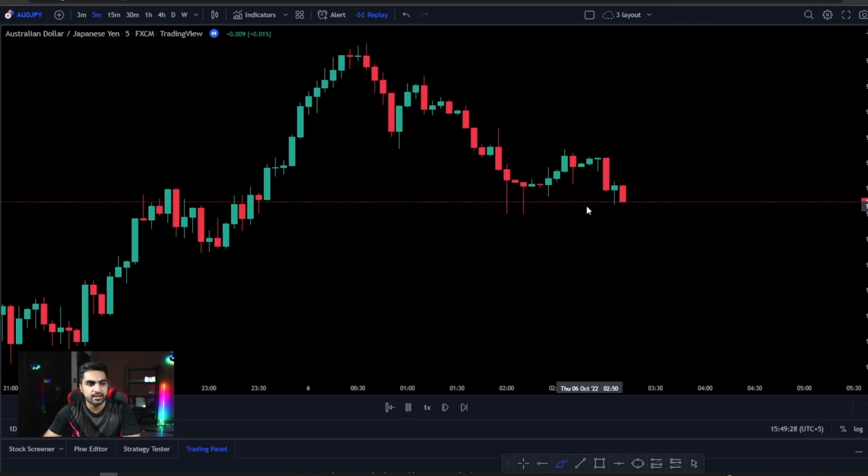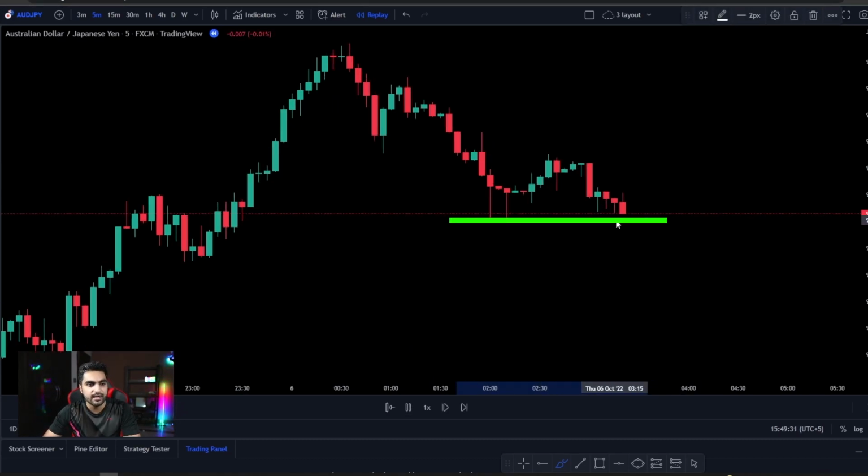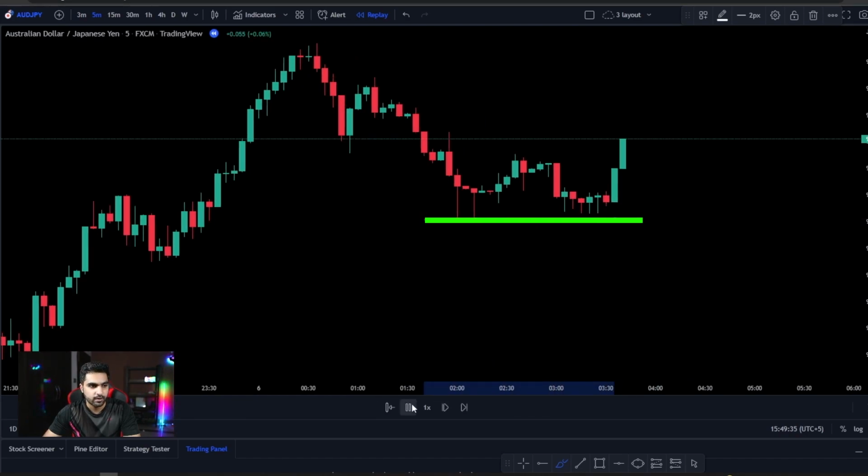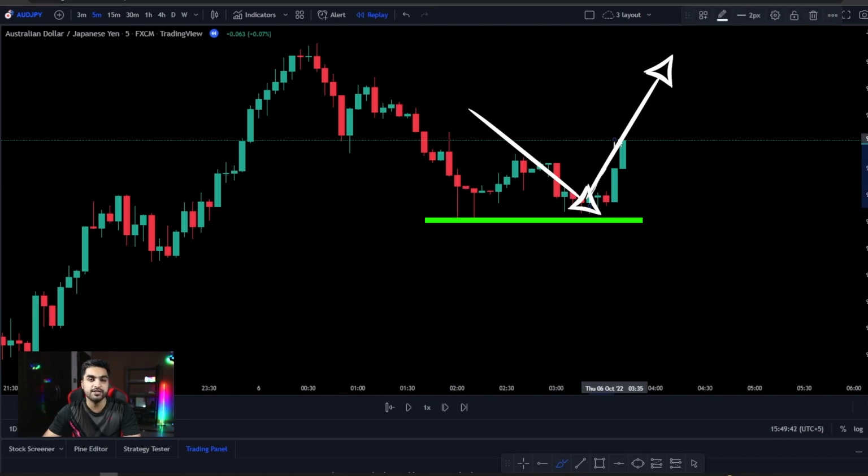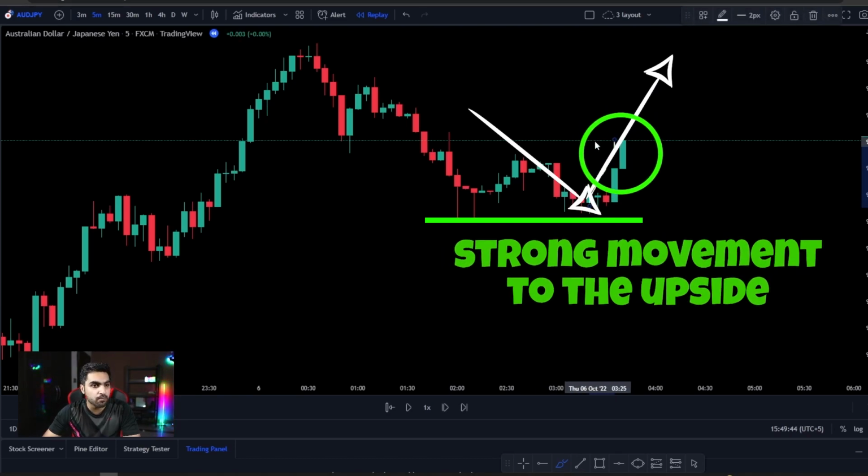And now the market is coming. We are near to this area. Let's see what will happen. And as you can see, we just came towards this area again and now we have rejected and made a strong movement to the upside.